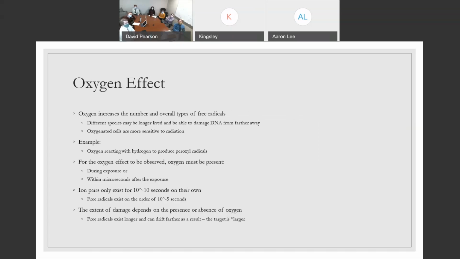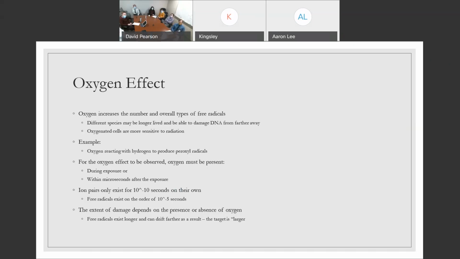And then the oxygen effect, kind of got into that a little bit earlier for the R's of radiobiology. Oxygen increases the number and overall types of free radicals available. So different species may be longer lived and able to damage DNA from farther away, kind of how I talked about earlier. So oxygenated cells are more sensitive to radiation. One example of a free radical that can form is oxygen reacting with hydrogen to produce peroxyl radicals. Don't need to know that specifically.